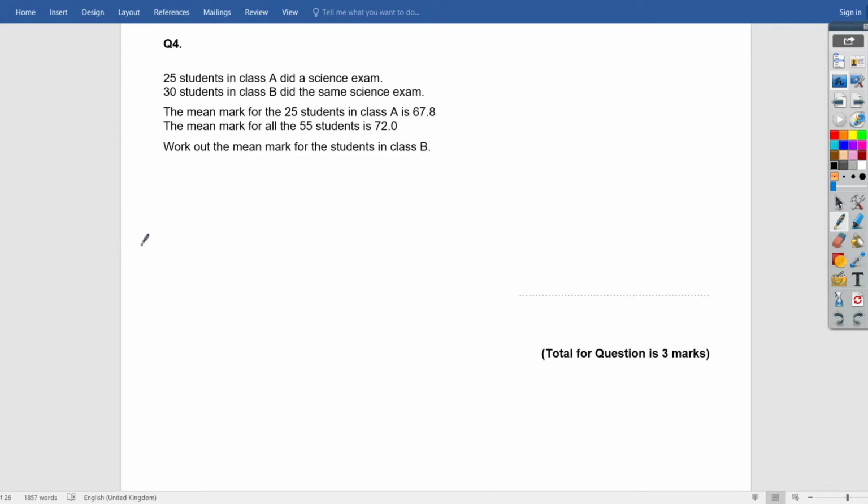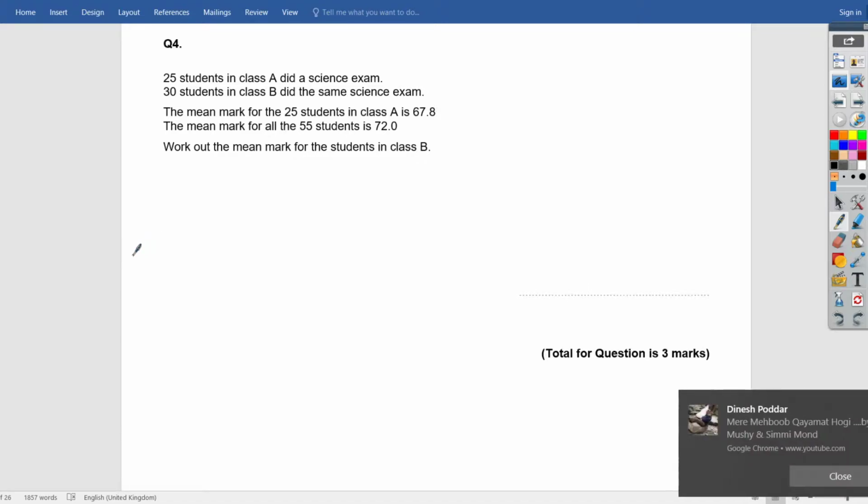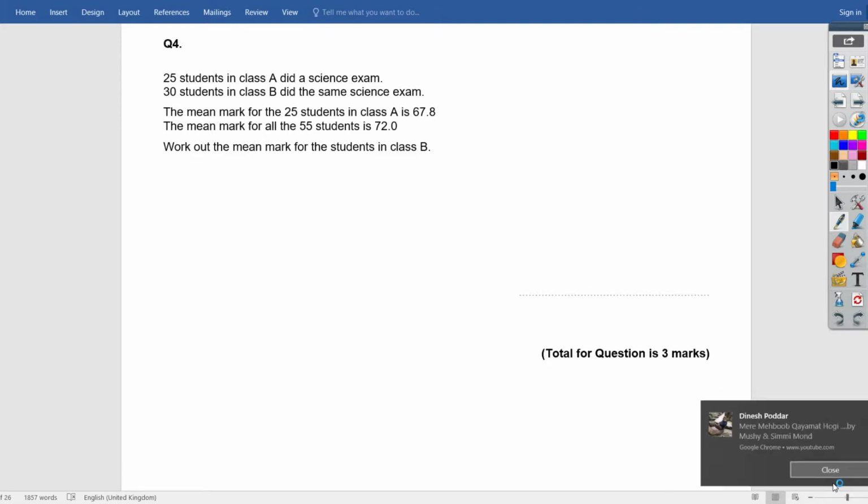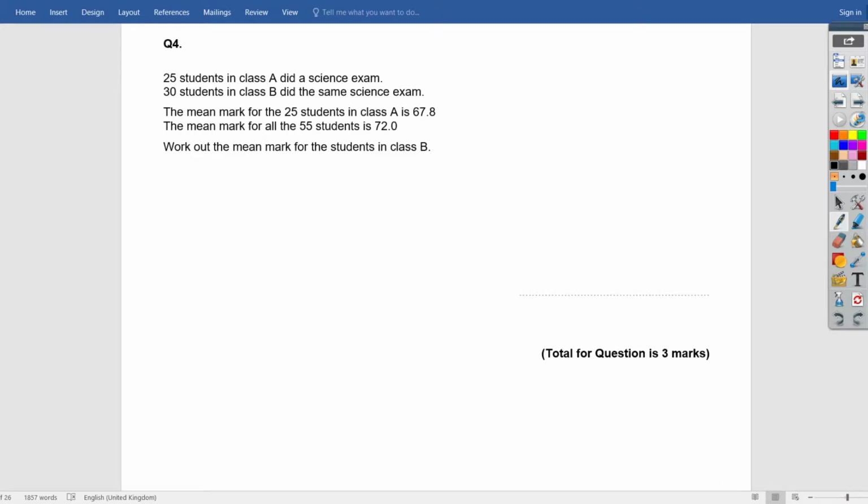Let's have a quick read of this. 25 students in Class A did a science exam. 30 students in Class B did the same science exam. The mean mark for the 25 students in Class A is 67.8. The mean mark for the 55 students, that's the total of all of them, is 72. Work out the mean mark for the students in Class B.